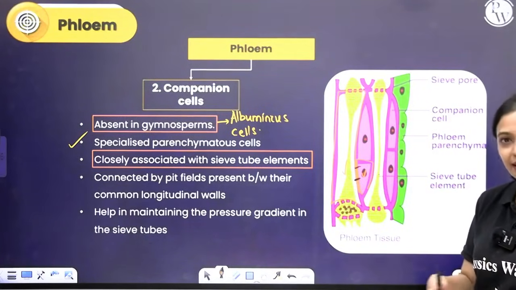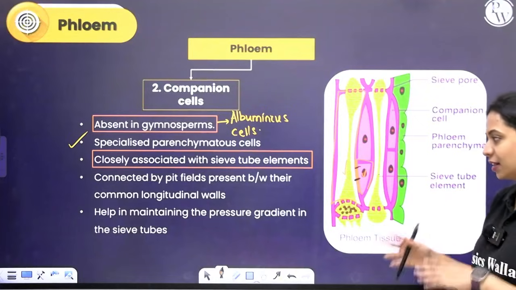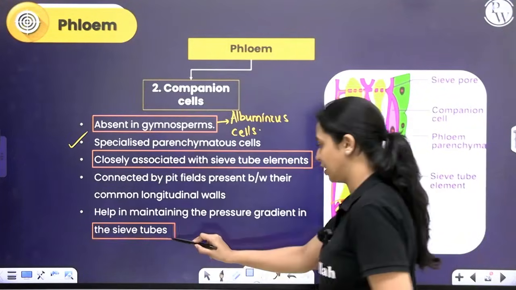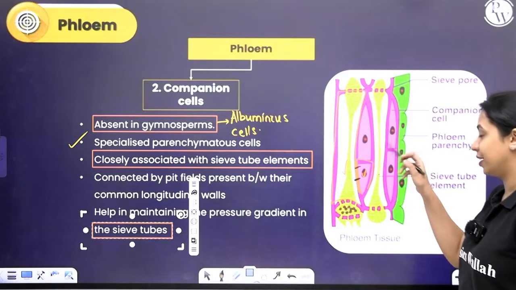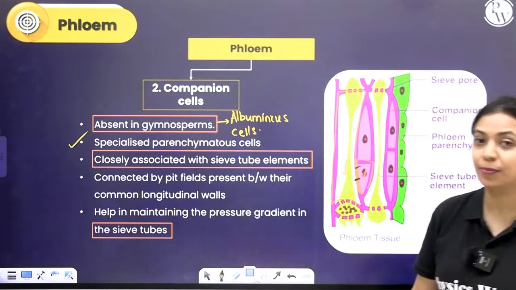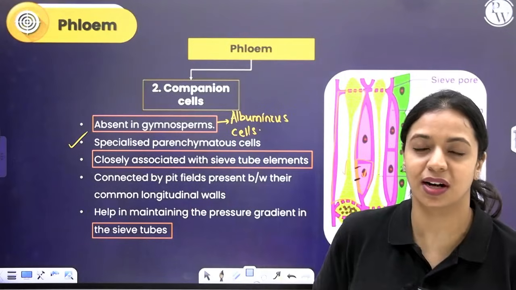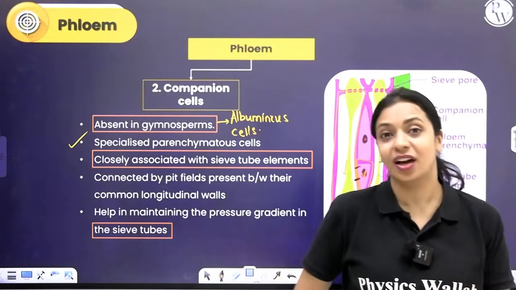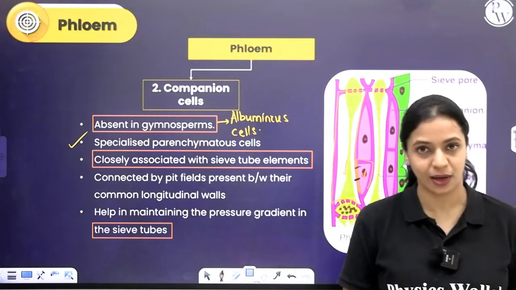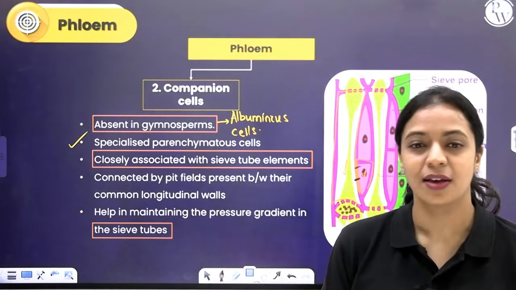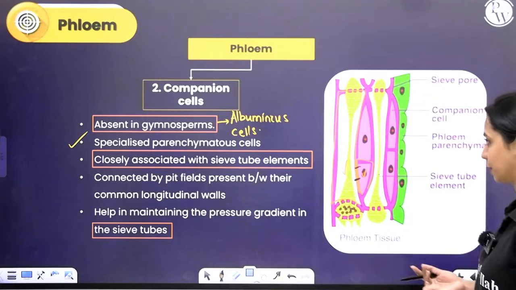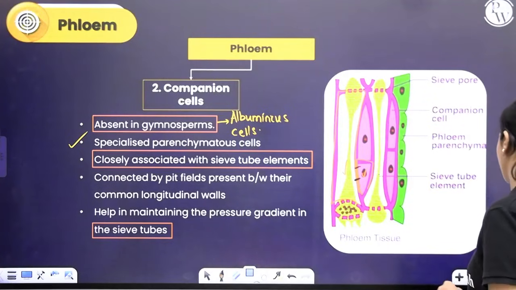a gradient has to be maintained, and that apparently is maintained. The pressure gradient is maintained by the sieve tubes. The companion cells help the sieve tubes in maintaining a pressure gradient. Earlier you had a chapter called Transport in Plants, where we would learn in detail about how phloem transports food, how xylem transports water, but right now in your syllabus that chapter is deleted, so you don't have to know much about how exactly they maintain a pressure gradient or anything. Okay, so that's about the companion cells.